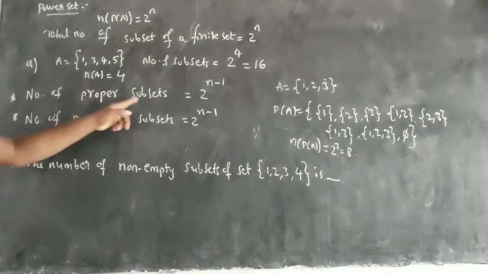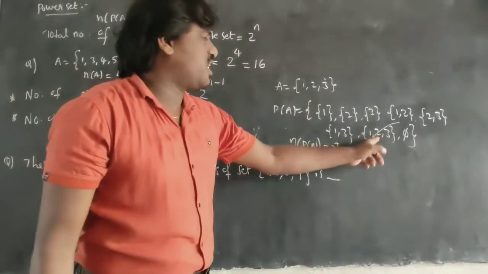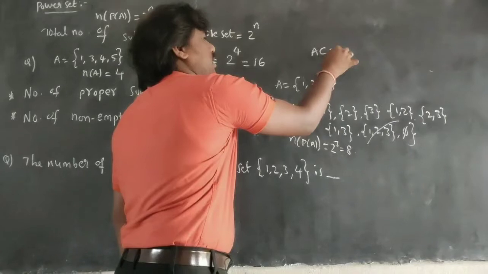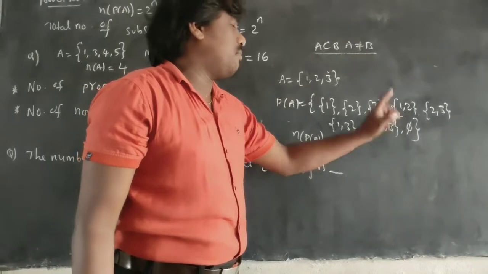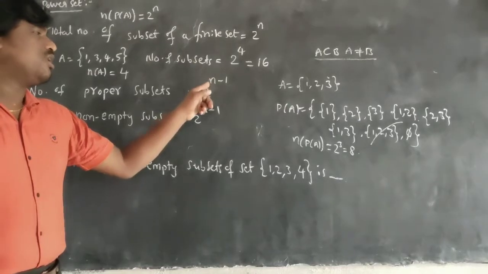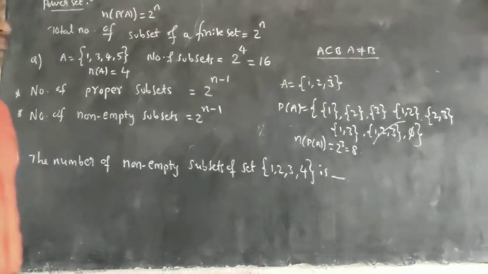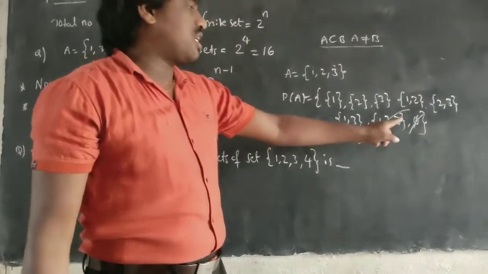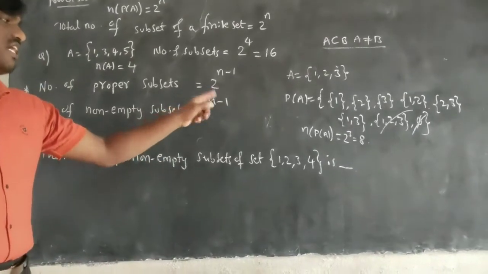Now, the number of proper subsets. For the number of proper subsets, the set itself should be removed. The set itself is {1, 2, 3}. Already I gave you that A is a subset of B but A is not equal to B is called a proper subset. So {1, 2, 3} should be removed. Then the formula for the number of proper subsets is 2 power n minus 1. Number of non-empty subsets means you don't count the null set, phi. At that time the formula is 2 to the power of n minus 1.